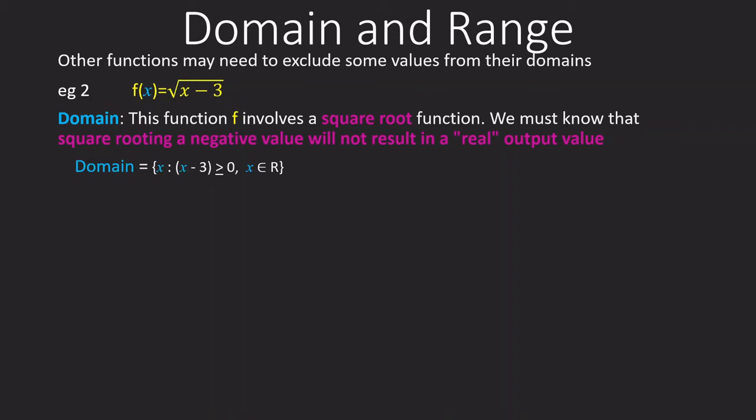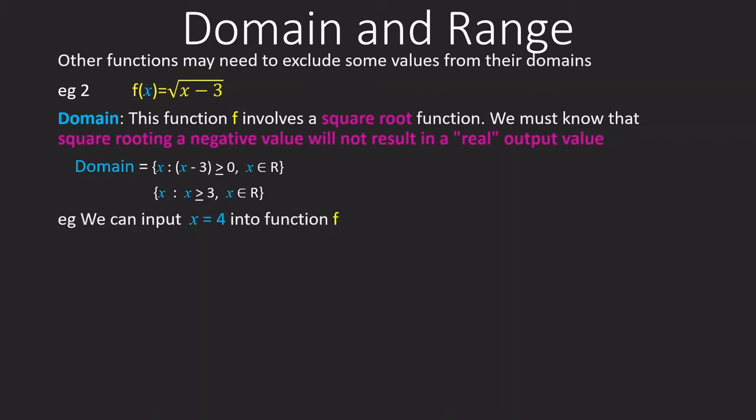So in this case, since x minus 3 must be a positive number, we could say that the domain of all possible input values must be values defined by x, where x minus 3 is greater than or equal to 0. That means that x must be greater than or equal to 3. And x, of course, must be a real number.